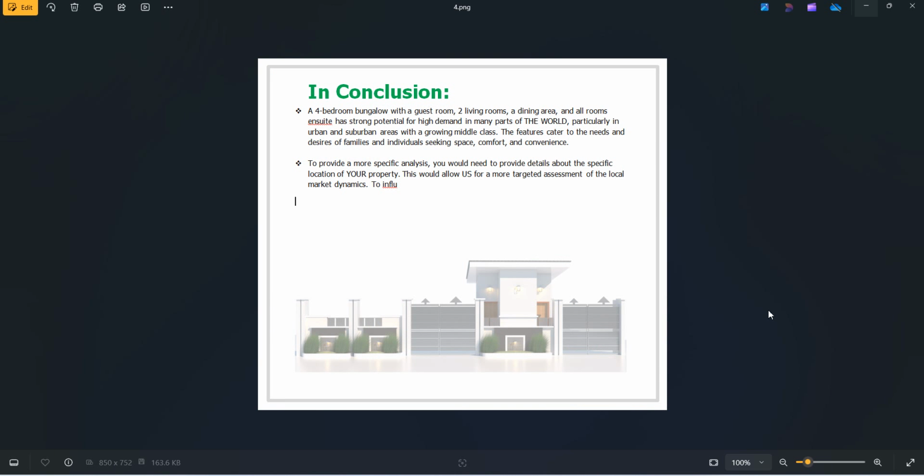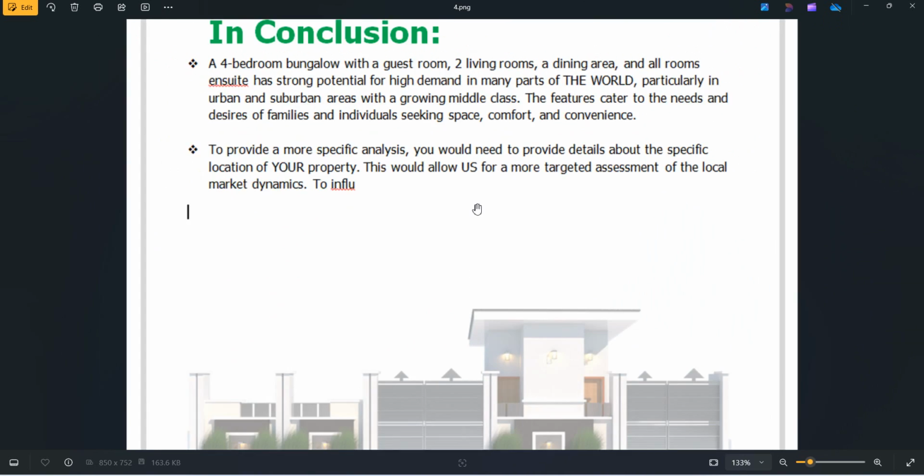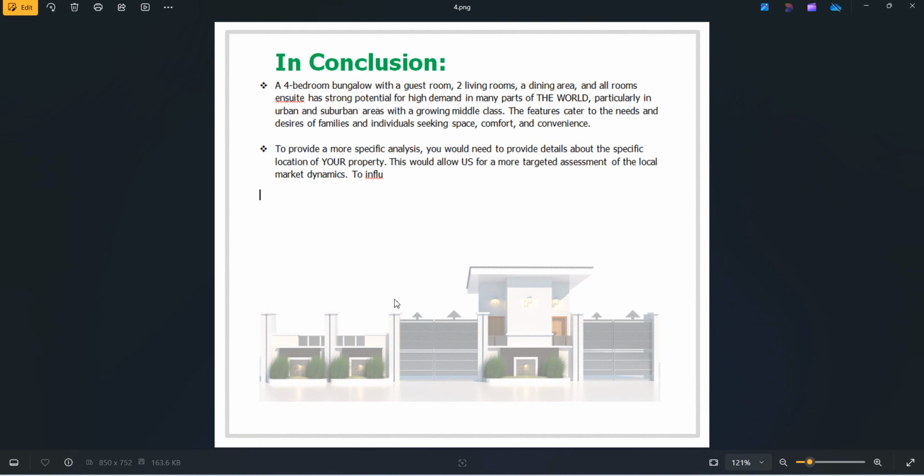So the last part, which is in conclusion: a 4-bedroom bungalow with a guest room, 2 living rooms, a dining area, and en suite has strong potential for high demand in many parts of the world, particularly in urban and suburban areas with a growing middle class. The features cater to the needs and desires of families and individuals seeking space and comfort. So all these are more influential in what people are doing.